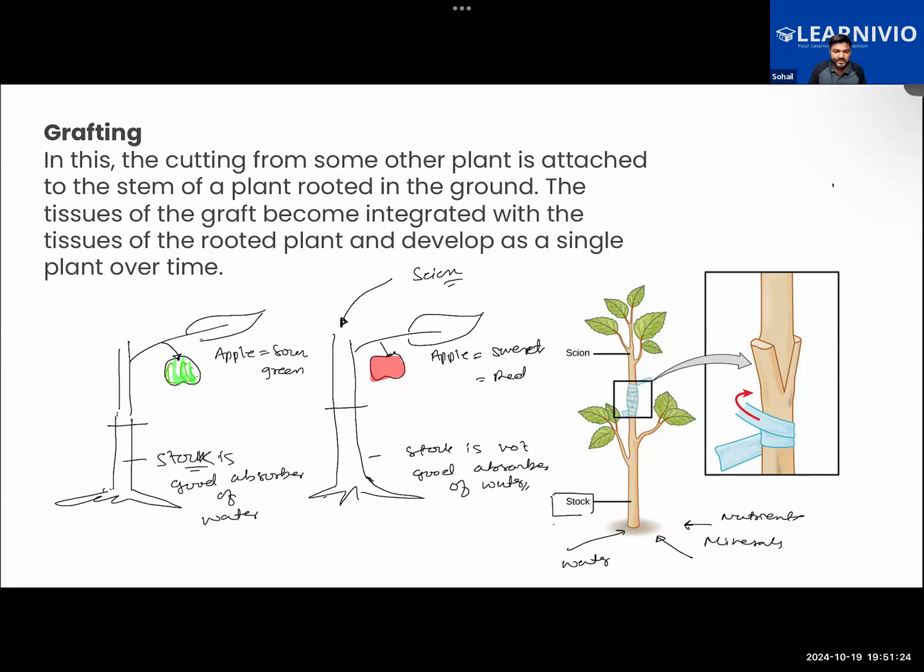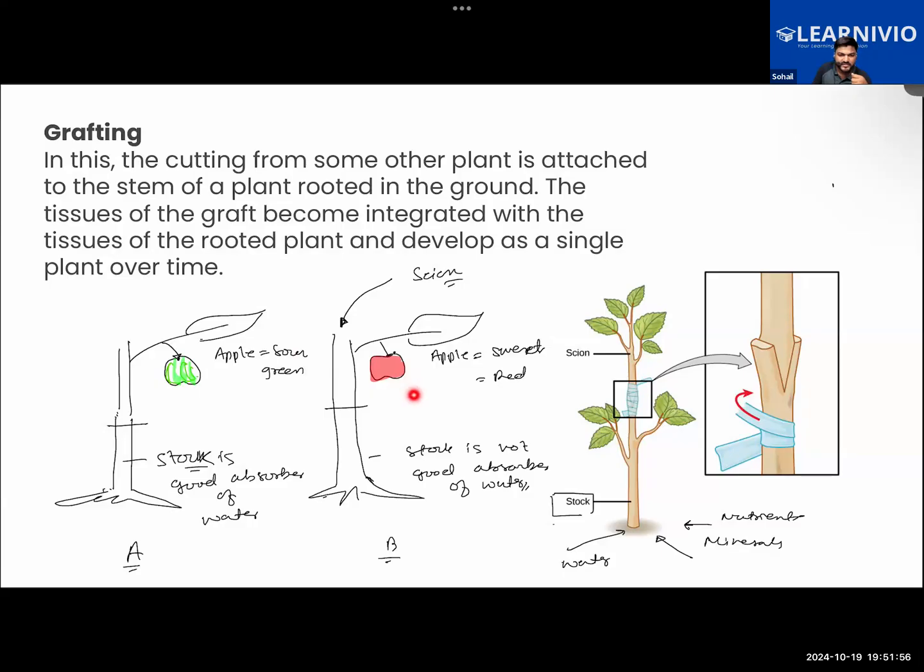If you pay attention here, what I'm trying to explain is that you have two different plants. Both of them are apple, but of different varieties. Let's call this plant A and this plant B. The stalk of plant A has good absorption of water. The roots are good absorbers of water. But the apple growing on it is sour and green.